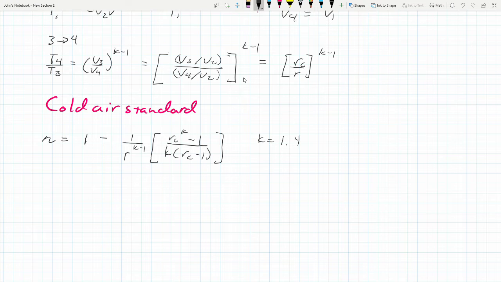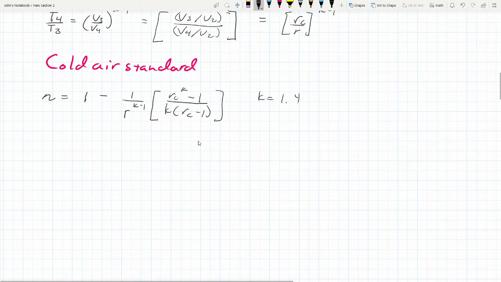Now, again, this equation is only for when you're dealing with a cold air standard. If you want to find the efficiency of an engine when you're not told it's cold air standard, or you're not working with that assumption, again, it's the work of the cycle over the Q in. That'll even work here. This is just an easier way, so you don't have to do as much work, because you will be given the compression ratio, the cutoff ratio, and you will know the K value for air.